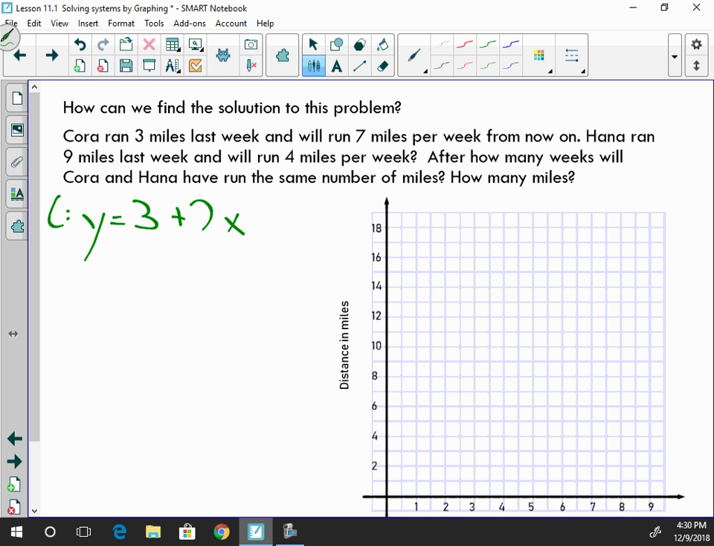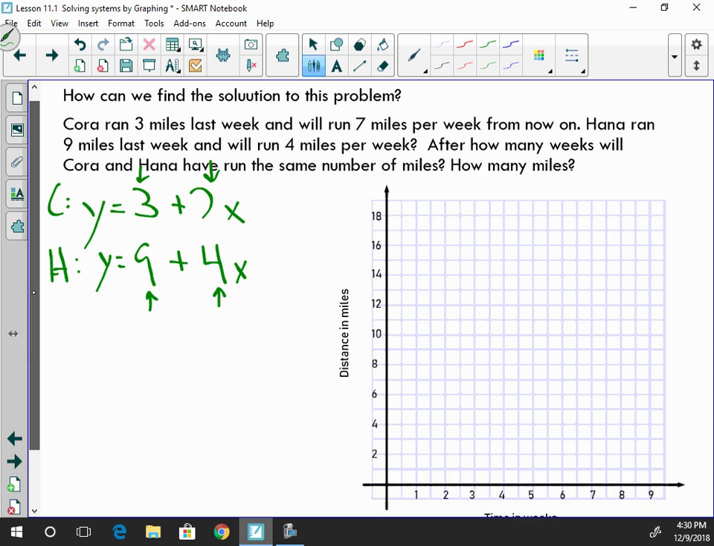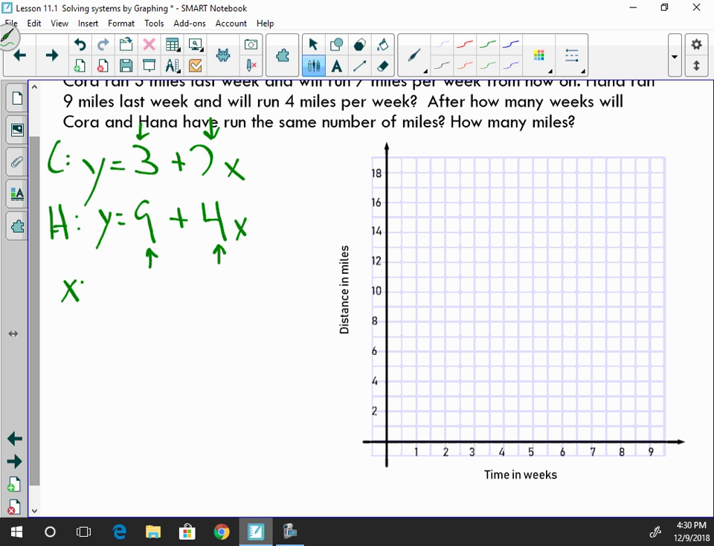Okay? And then Hannah, what's her situation? Hannah ran 9 miles last week, so we said, well, that was y is equal to 9. And she's adding to that 4 miles per week. All right, so Cora started with less, but is gaining more, and Hannah started with more, but is gaining less. So if we think about what these lines would look like, it leads me to believe that they will intersect. Okay, so again, let's just define our variables one more time. X, remember, is the amount of weeks, and Y is total miles.